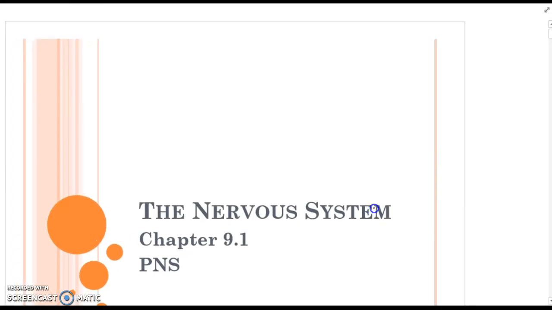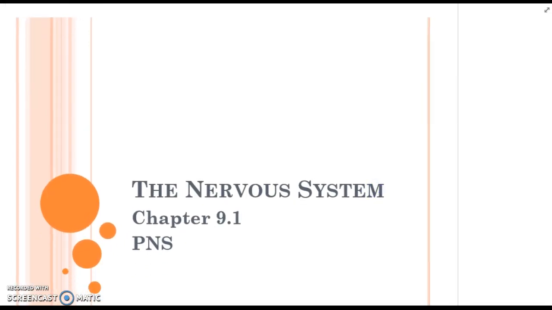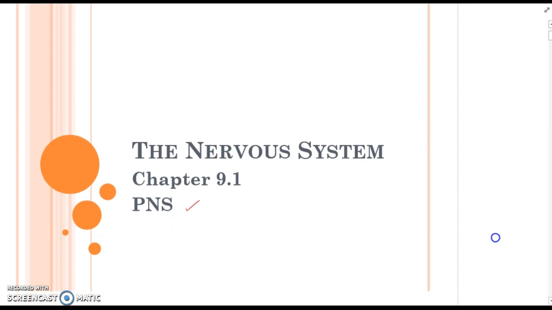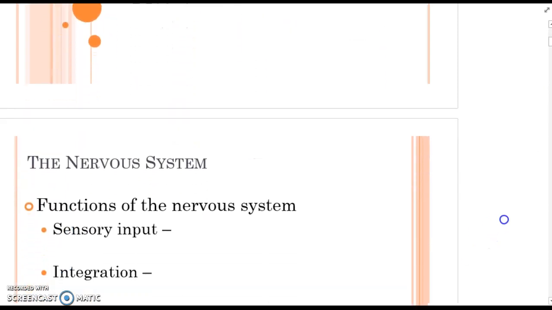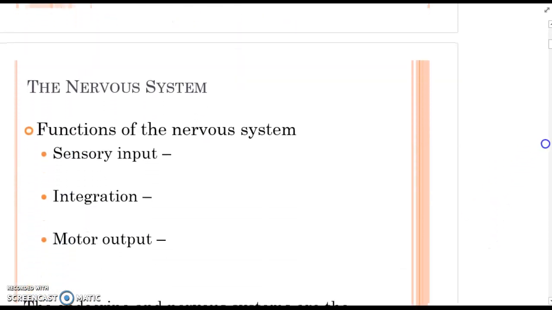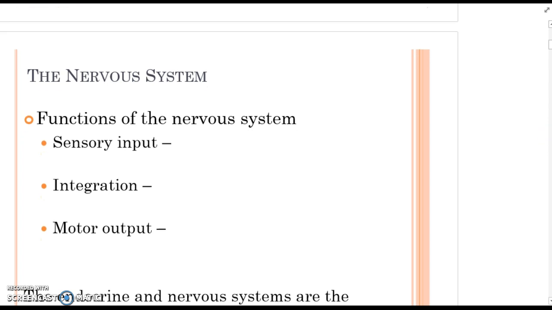Okay guys, we're going to go ahead and start the next body system, which is the nervous system. We're going to begin with the peripheral nervous system. There's two parts of the nervous system. This is where we're going to go first, the peripheral. But let's mention first what the function of the nervous system is.